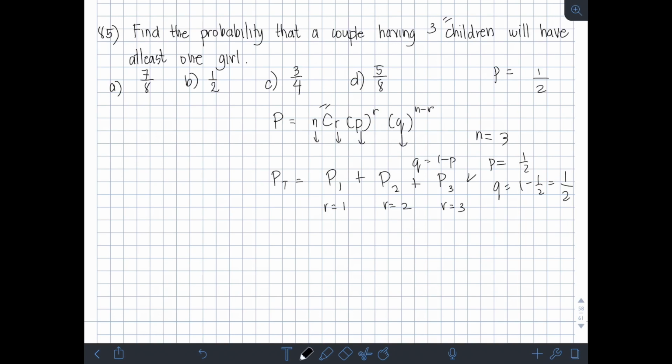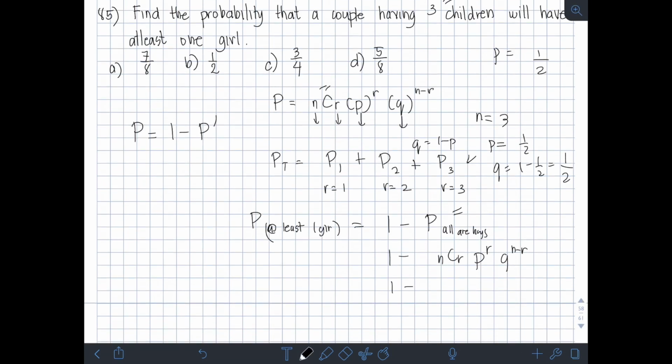Pero mas madali kung gamitin natin yung complement. So, probability na at least one girl is equal to 1 minus, ano yung opposite kapag kinuha natin yung probability ng at least one girl? Totally walang makukuhang girl, right? Or all boys. So, probability that all are boys. So, kasi meron tayong formula, right? Yung probability of success is equal to 1 minus probability nung complement. Okay? So, parang gagamitin natin yun dito. So, para isang probability lang yung mako-compute natin. So, 1 minus NCR times P raised to R Q raised to N minus R.